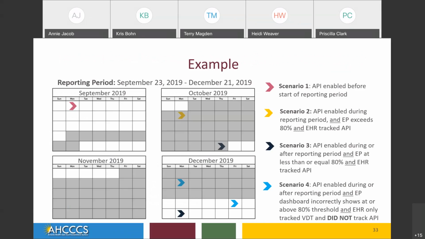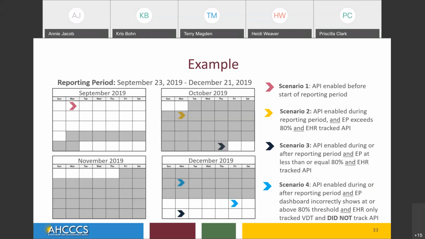Here's another example to help y'all understand what scenario each EP may fall into. As you can see, the reporting period is September 23rd, 2019 to December 21st, 2019. We're going to go through Scenario 1 first. As you can see, the pink arrow all the way to the left in the calendar month for September shows that the API was enabled before the start of the reporting period. If an EP falls into that scenario, they're in Scenario 1.